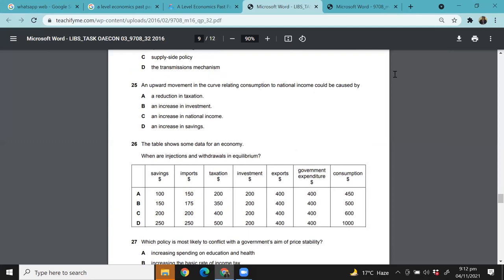An upward movement in the curve relating consumption to national income could be caused by: a reduction in taxation, an increase in investment, an increase in national income, an increase in savings. Do you remember what graph it is talking about? Movement, upward movement, not a shift, movement. This is an interesting question, right? So students, do you remember what graph it is?